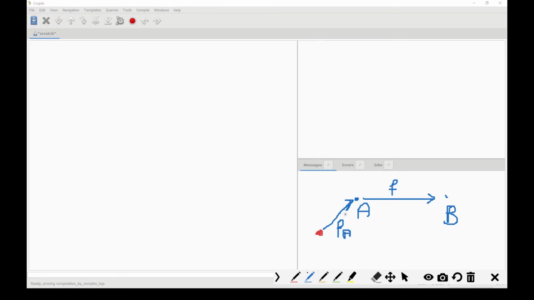Now what we want to prove is that there exists a relation called P sub B which proves the existence of B given this information, right? Let's call it P sub B. How do we prove this in a formal logic system?